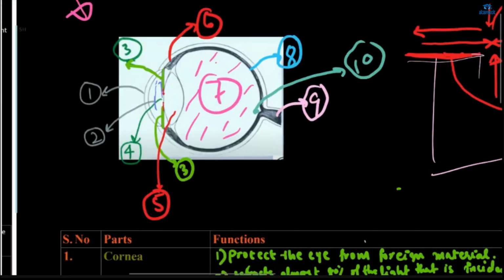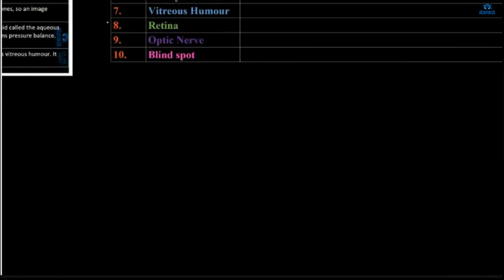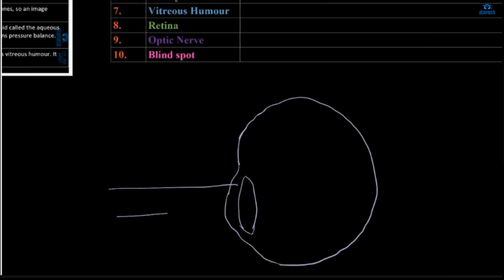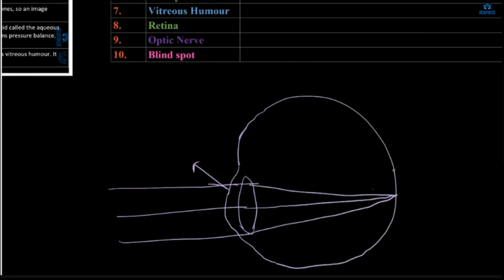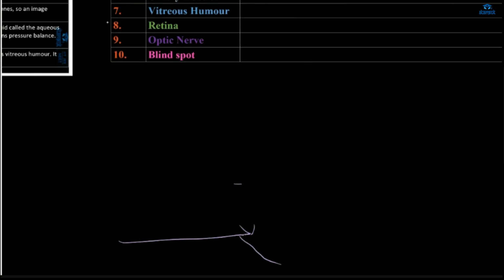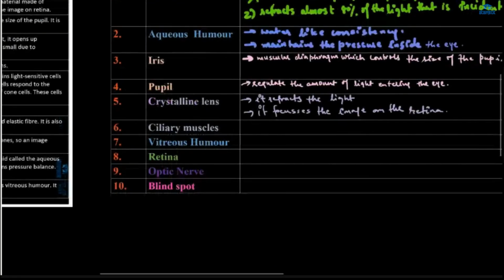Just like this is your eye, the light is coming, and most of the refraction is done by this cornea only. Then the light comes, and the lens focuses the light on the retina. This is your retina. This is why we can see the object. So it focuses the image on the retina.